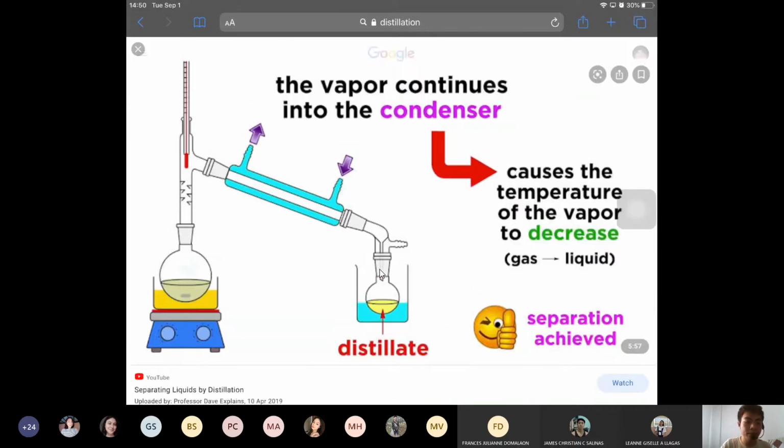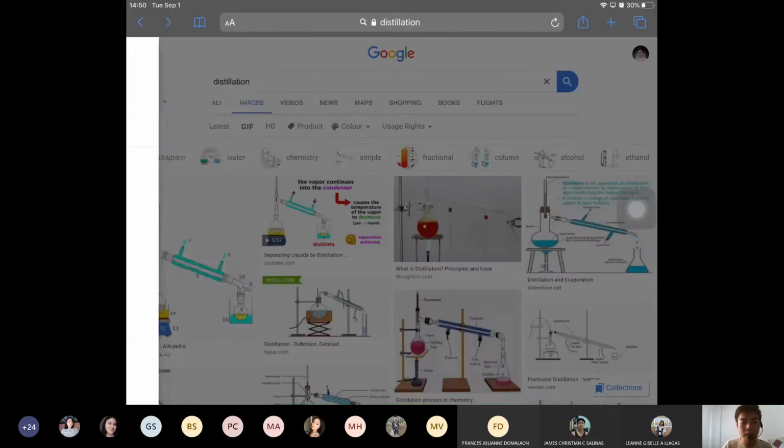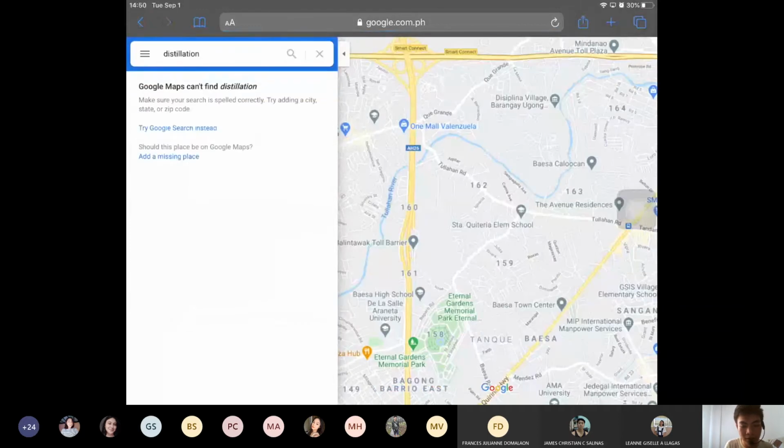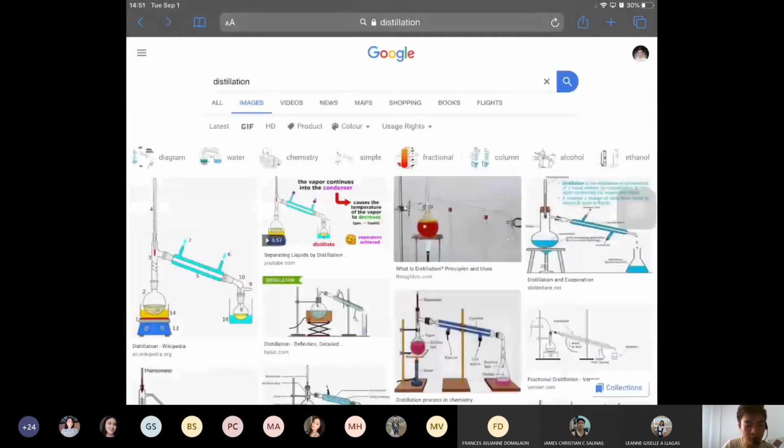So may isa pang uri ng distillation na gamit sa buhay natin. Ba't napunta ako sa shopping? Ngayon alam nyo, nasa Valenzuela ako, di ba?